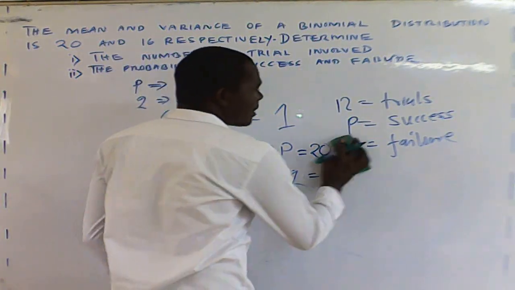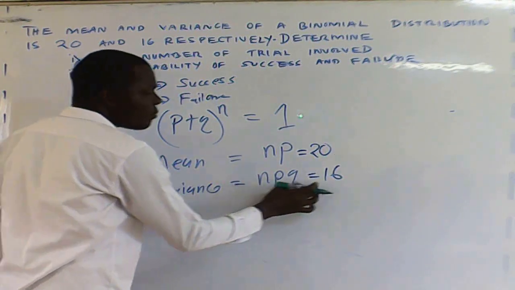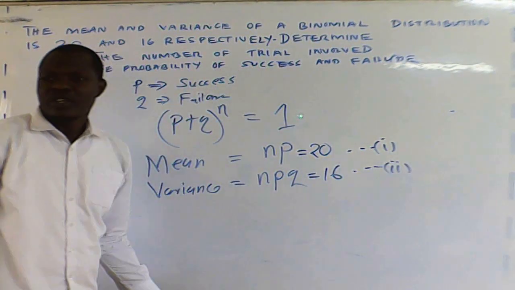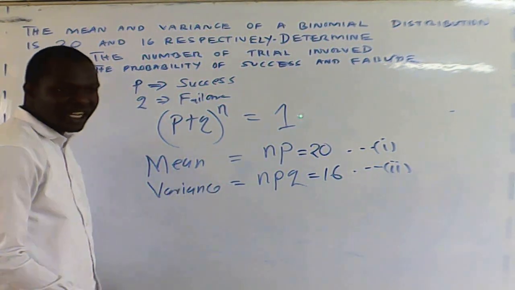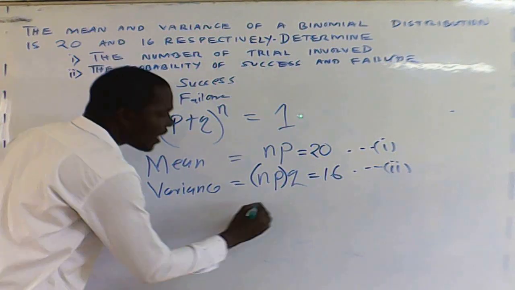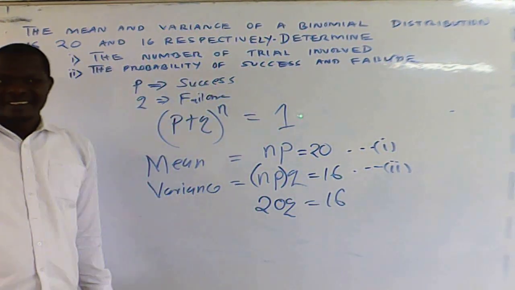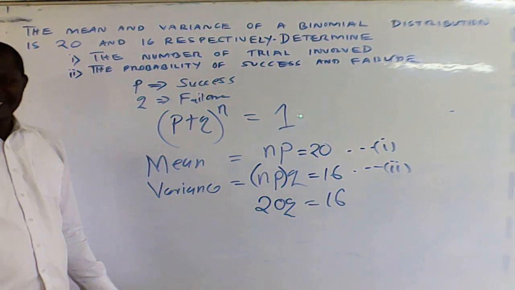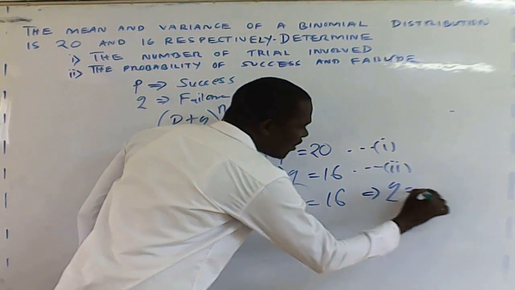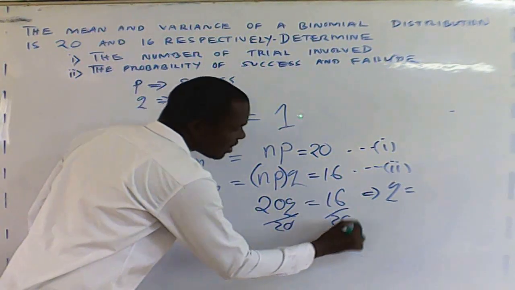So NP is 20, NPQ is 16. Those can form two equations, equation 1 and equation 2. The best method here is substitution, meaning where there is NP, you put 20. So 20Q is equal to 16. So what is Q? You divide both sides by 20 to get Q. It means Q is 16 over 20.